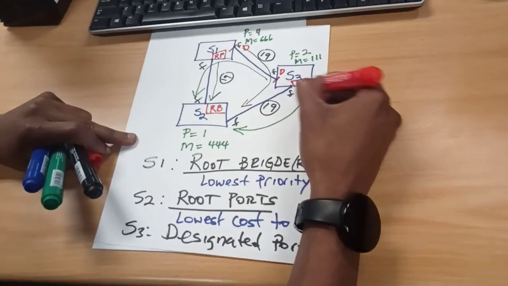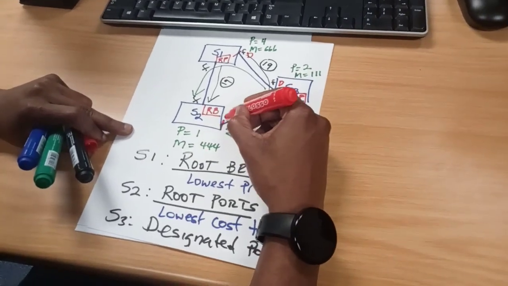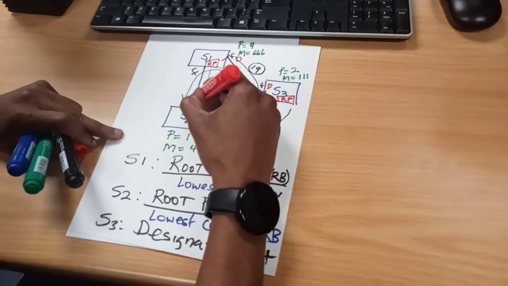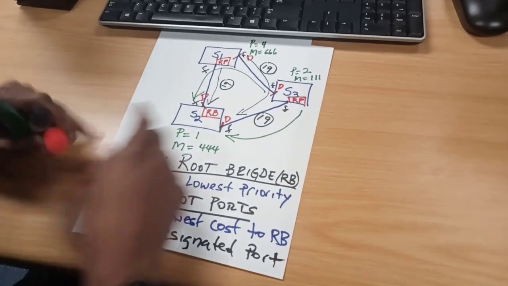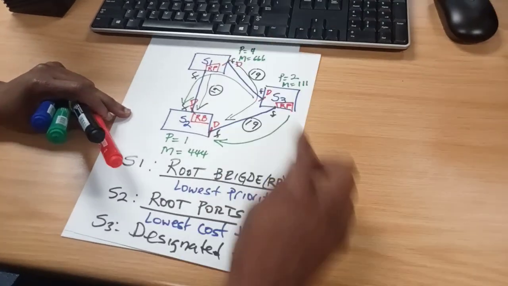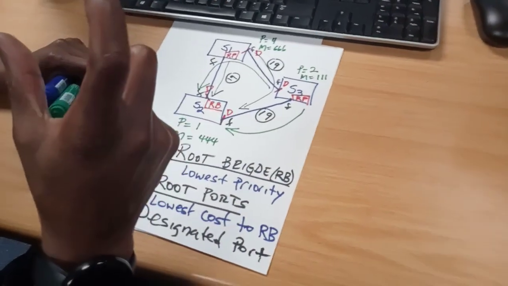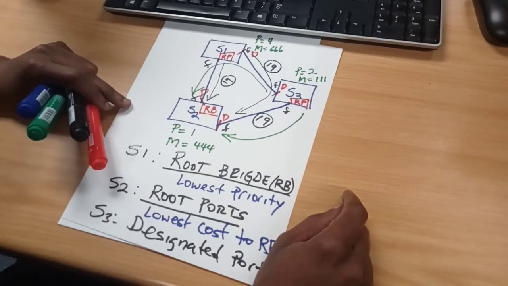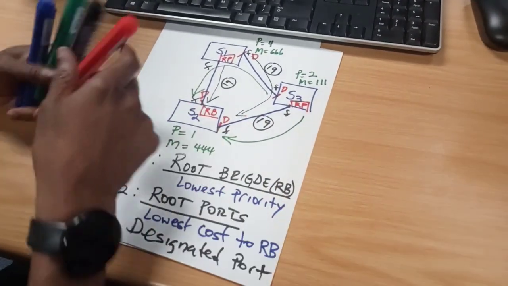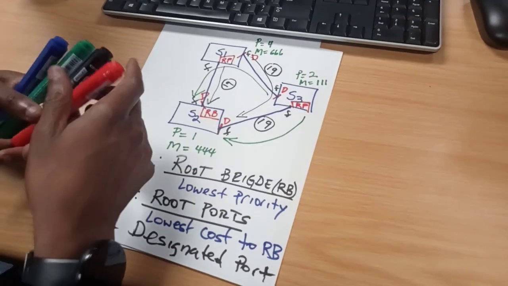And this one is already a root port. This one too is going to be your designated port. This one too is going to be your designated port. Now you're going to notice there are 2 designated ports for 1 link. You cannot have that. 2 designated ports for 1 link means there is a loop. So the loop is here.